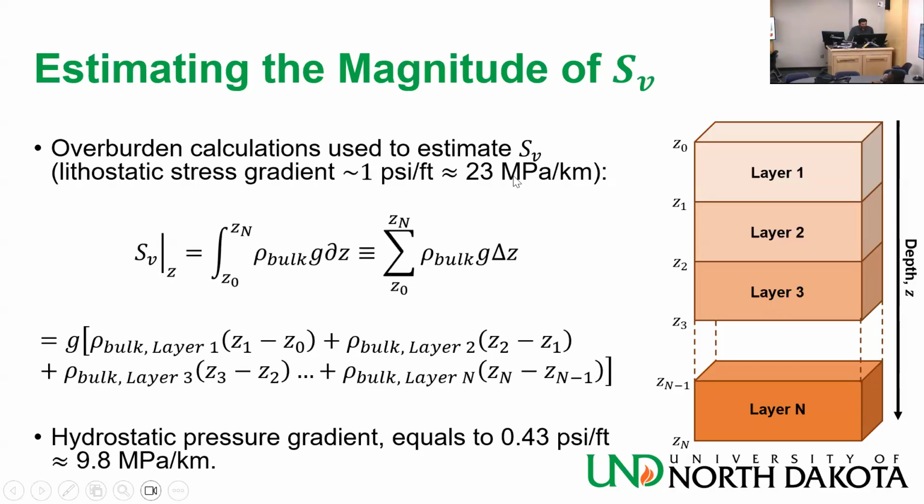So you are going to ask a structural geologist for information on SV. That's how you are going to get SV. Now we have two left: SH max and SH min.